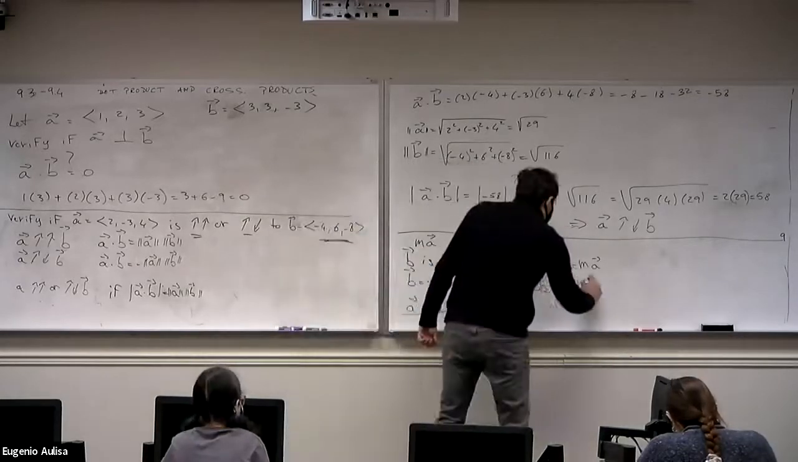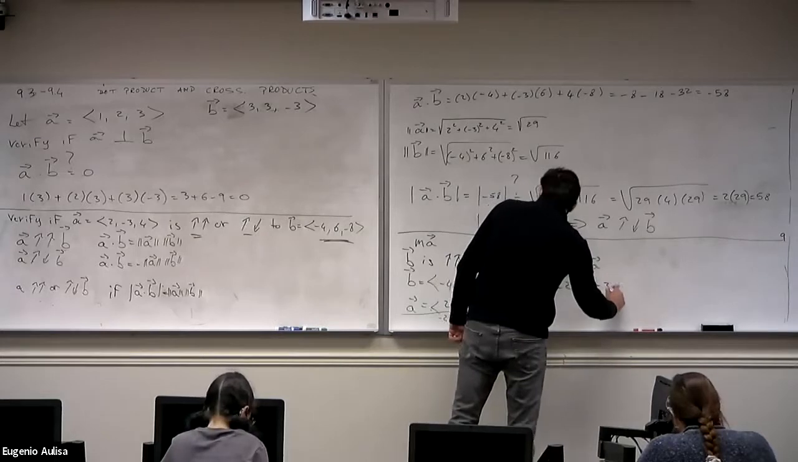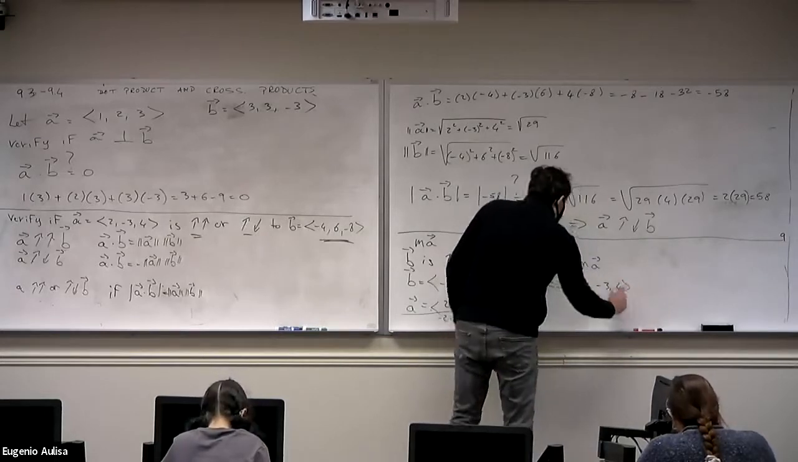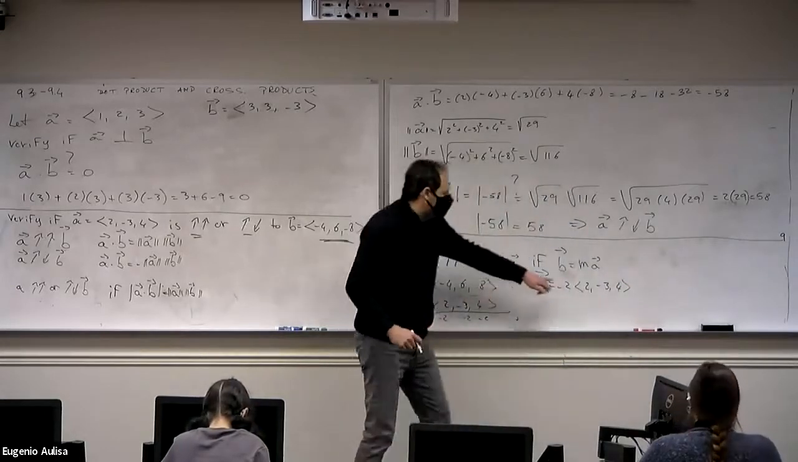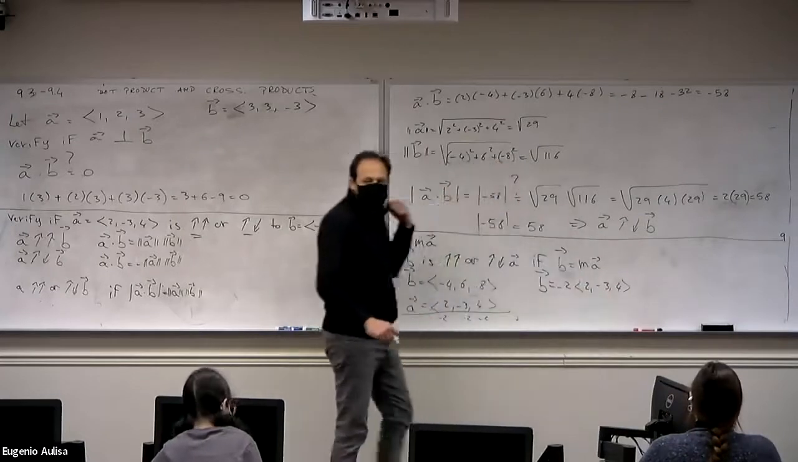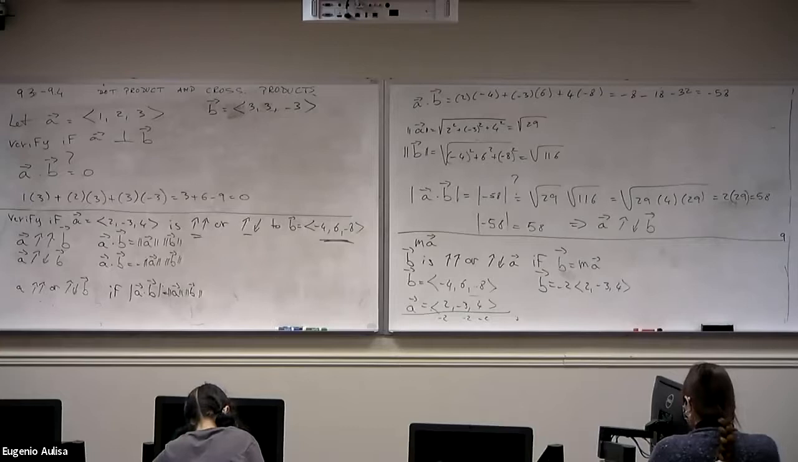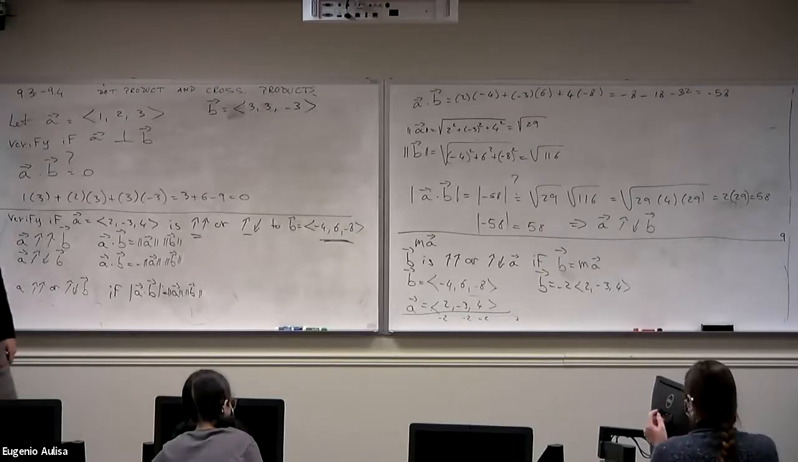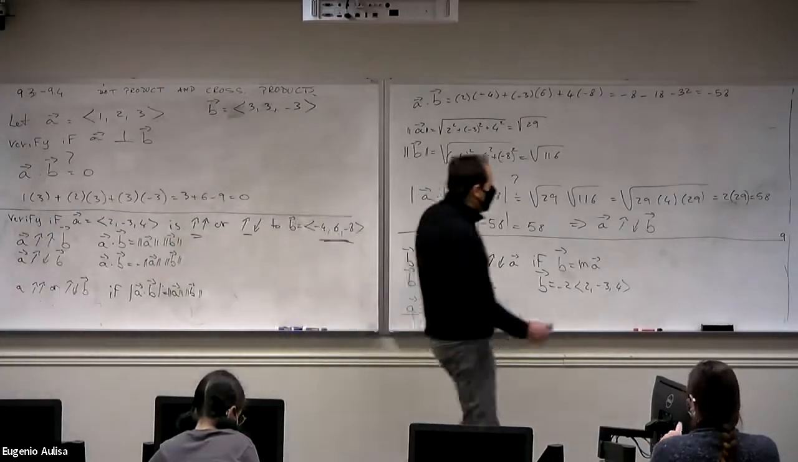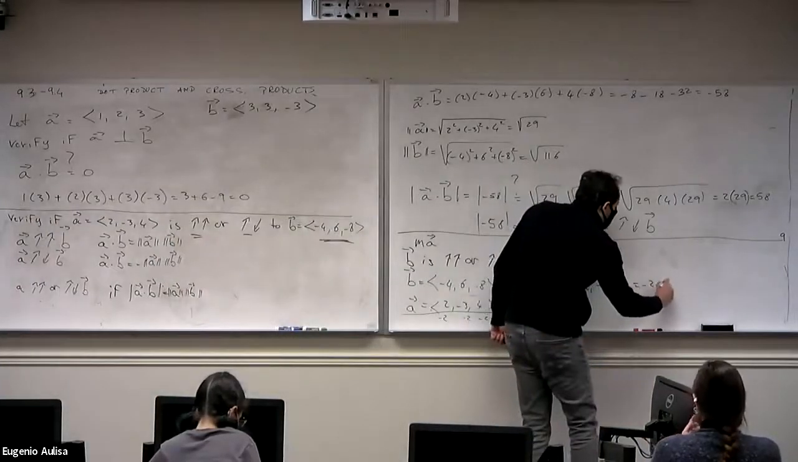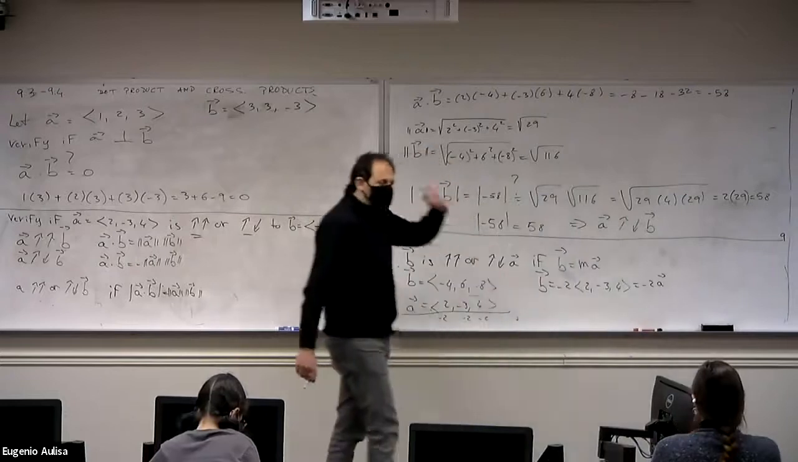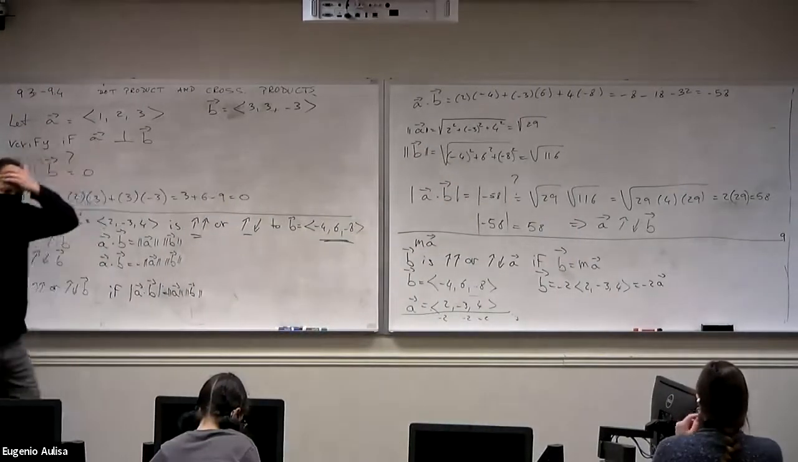2, -3, 4. So basically, instead of distributing the 2 inside, I'm extracting a -2 from each component of B. So B is equal to -2 A, which means that the two vectors are anti-parallel.